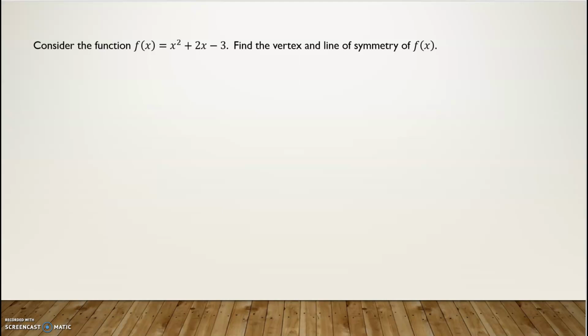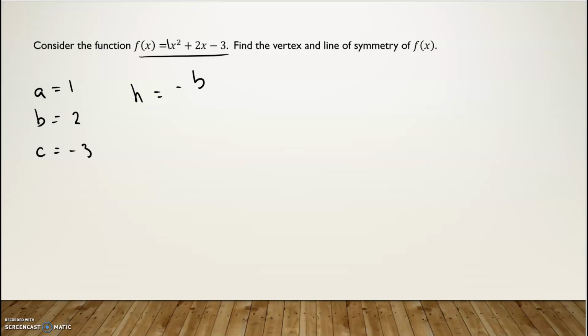So let's look at this one. We're doing the same thing. Given a function, find the vertex, find the line of symmetry. This function is given in general form. So I need to find A, B, and C. The number right in front of x squared, we don't have one, so it's understood to be 1. Then 2, and then negative 3.